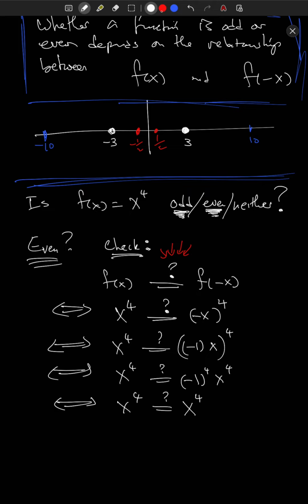The reason we wrote it out like this is that the answer here is yes. These two are equal. And so the answer to the question above is yes, and above that, the answer is yes, and above that, the answer is yes. And this is for every single x. It doesn't matter what x you plug in, x to the fourth is going to be the same as x to the fourth. And so we've confirmed that no matter what x you plug in, f of x is equal to f of negative x. And so this function is even.